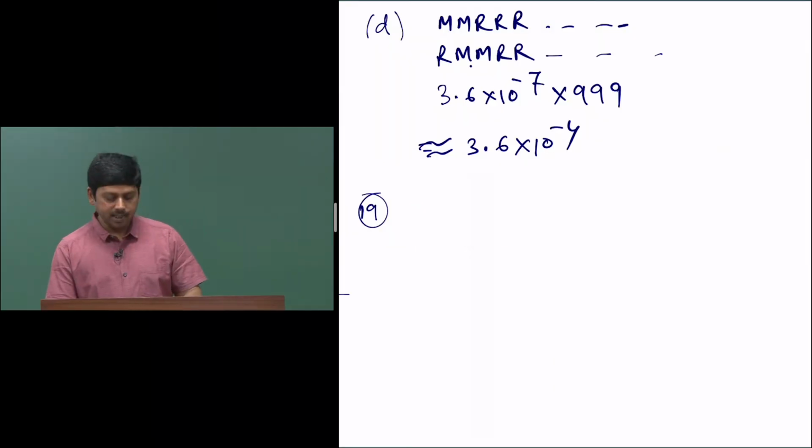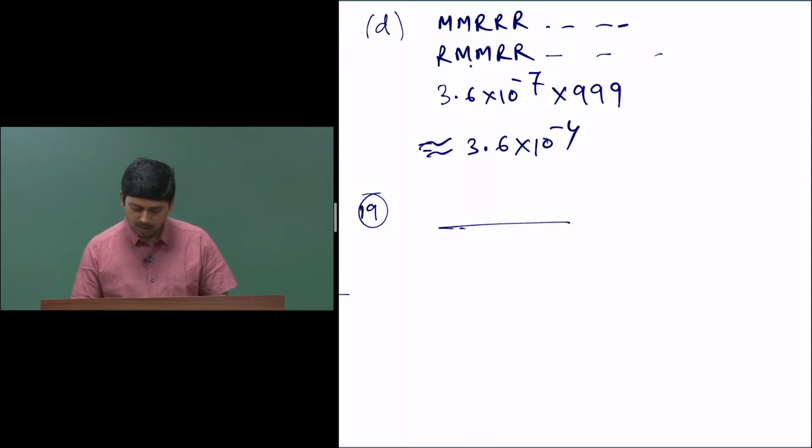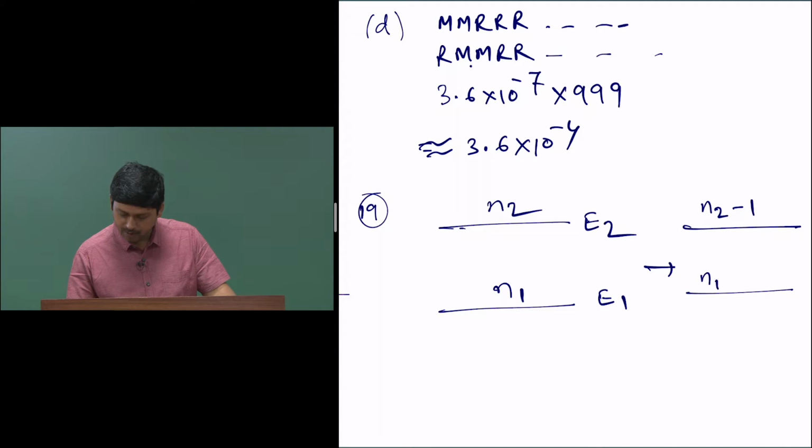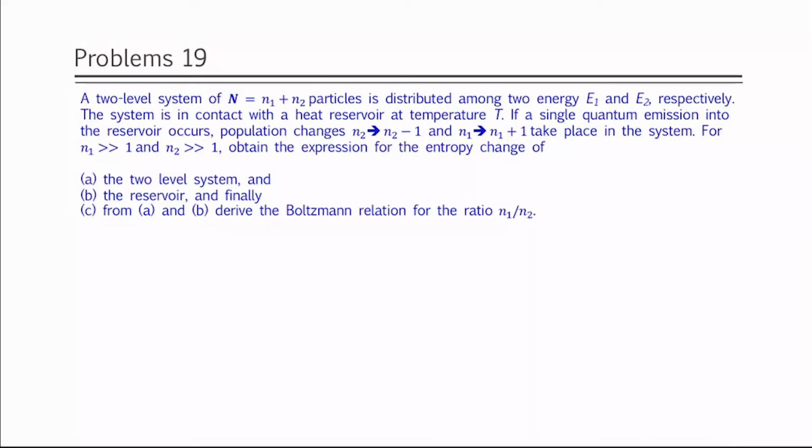Okay. Problem number 19. So, this is a two level system E1 and E2, there are N1 particles and N2 particles, and suddenly it goes to N2 minus 1 and here we get N1 plus 1. This is the process that quantum emission is talking about. Now, the question is to obtain an expression for the entropy change of the system.